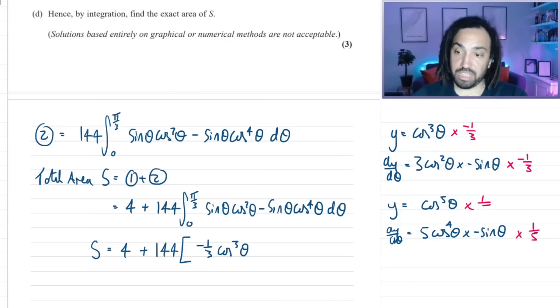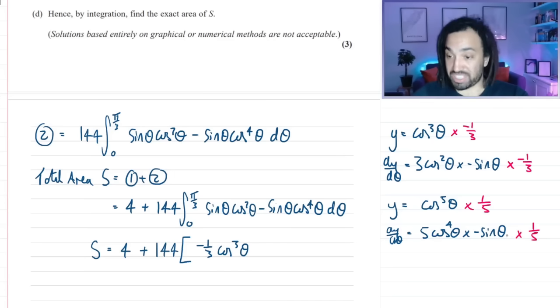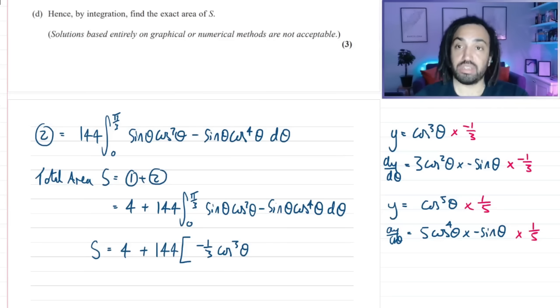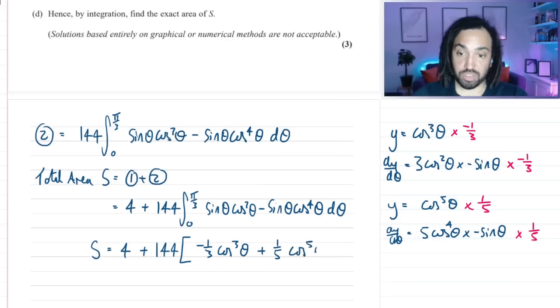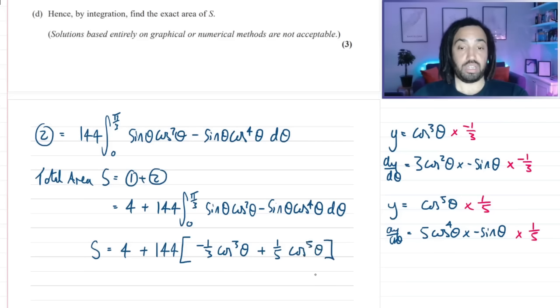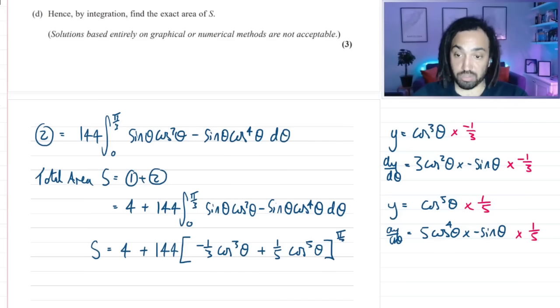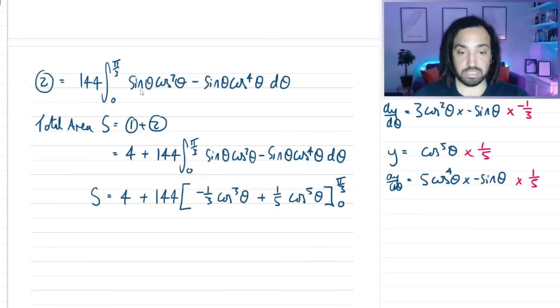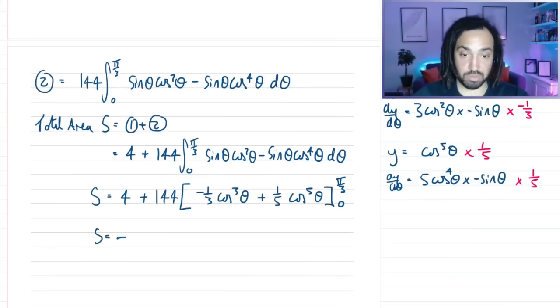Do the same over here. And now this is exactly what we're trying to integrate. And we know because this differentiates to that, it means that this integrates to that. So we can say plus, because this is actually positive, 1/5 cos to the 5 theta, and that is between pi over 3 and 0. Okay, perfect. So S is equal to 4 plus 144.